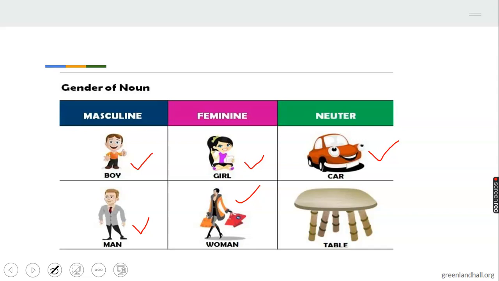A boy is a young child, while a girl too is a child. So you can use boy, girl, man, woman, not boy, woman. No, because they are not of the same size. So boy, girl, man, woman. Okay, this table is a neuter gender. It is an object. It doesn't have male or female.